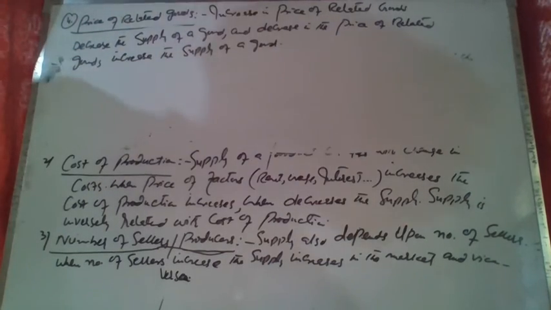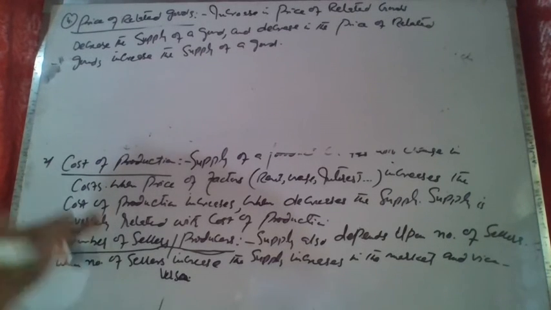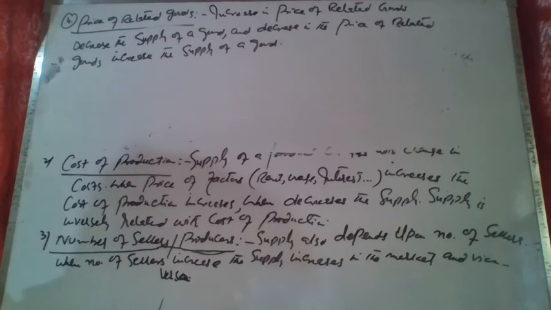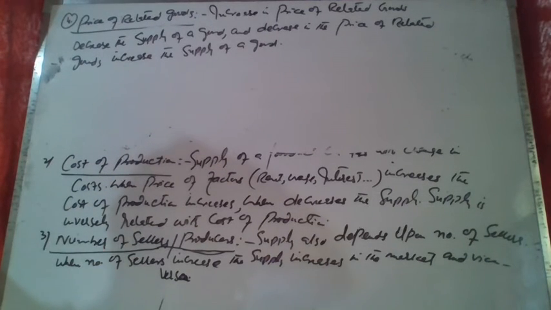So अगर रिलेटेड गुड्स का प्राइस डिक्रीज हो जाएगा, जिस चीज की हम बात करते हैं, उसकी सप्लाई इंक्रीज हो जाएगी. अगर रिलेटेड गुड का प्राइस इंक्रीज हो जाएगा, इसकी सप्लाई डिक्रीज हो जाएगी, और अगर उसका प्राइस डिक्रीज हो जाएगा, इसकी सप्लाई इंक्रीज हो जाएगी.